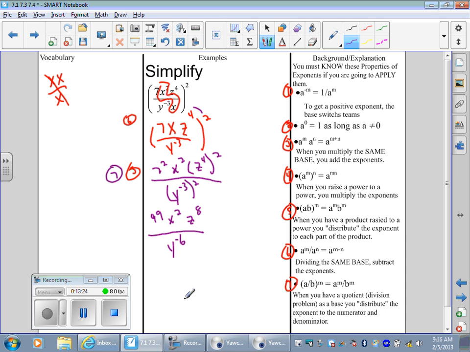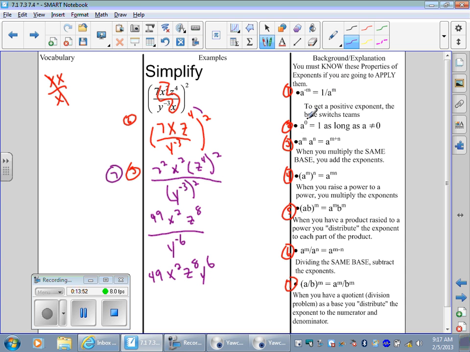Now, are there any other properties to apply? Well, sure, I have a negative exponent, so I have to take care of that. So, 49 stays put, x squared stays put, z to the 8th stays put, but the y needs to come back, it needs to change teams so that its exponent can be positive. Now, are there any more properties I can apply? And the answer is no. So the good news is I'm done, because I'm done when I can't apply any more of these properties.